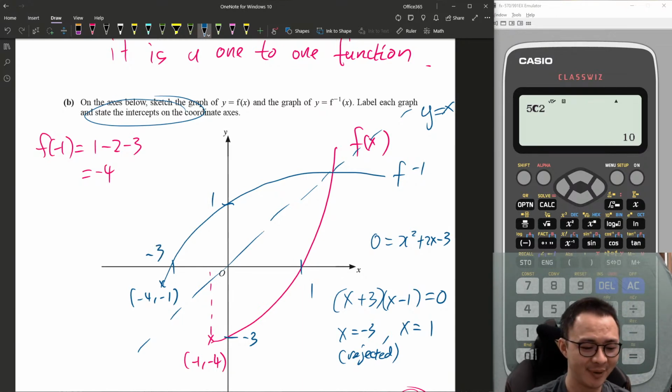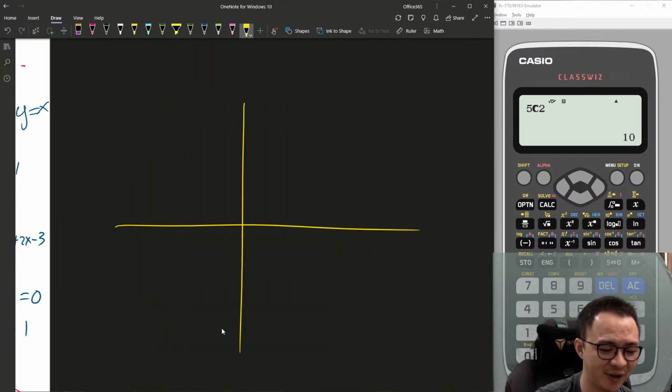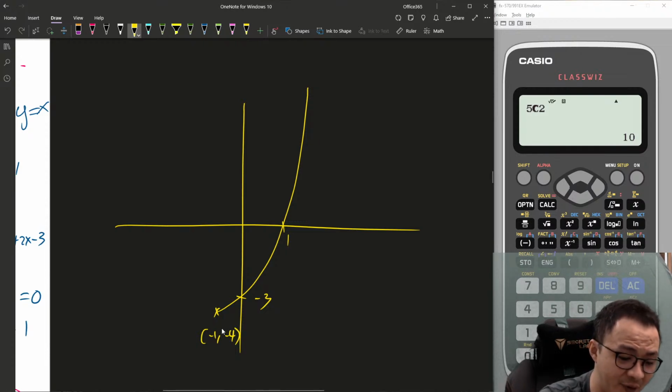So yeah, this is the graph. Obviously, if you want to draw nicely, in the same ratio, you can just redraw it and make it look nicer. I redraw here, okay? So it should be something like this because it passes through 1, right? So it passes through 1, and this is -3. This coordinate just now is (-1, -4). Then it will reflect at this line, y equals x.